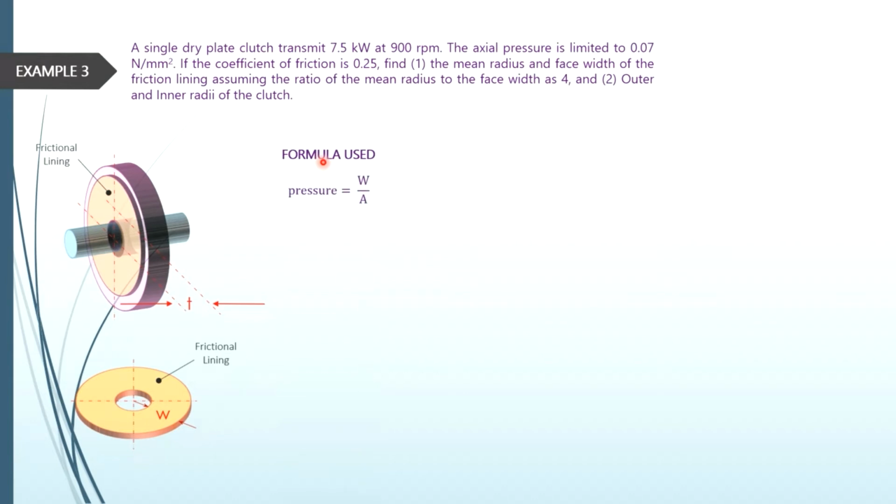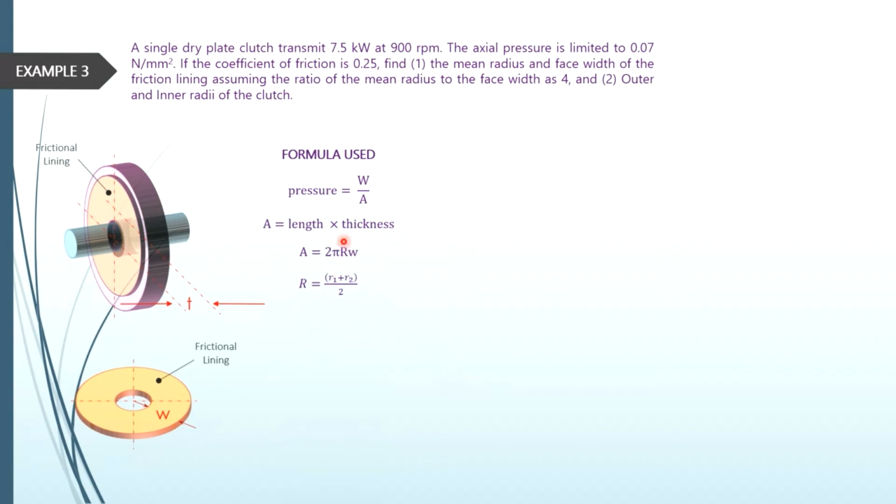So the formula that will be applied is pressure equals force over area. A is the area of this section here. You can take the circumferential length of this friction lining material, multiplied by the width, W or B. So the area is equal to 2 pi r, which gives you the circumferential length, multiplied by the width.